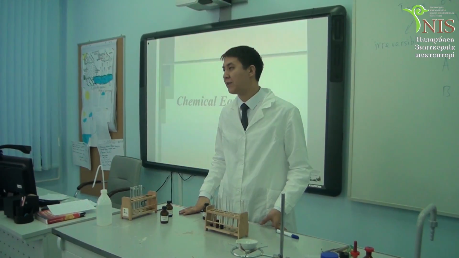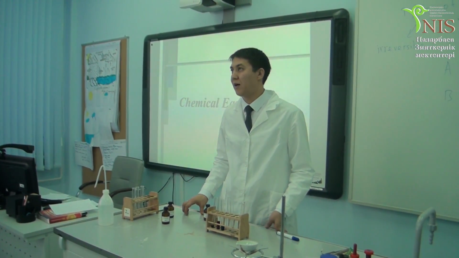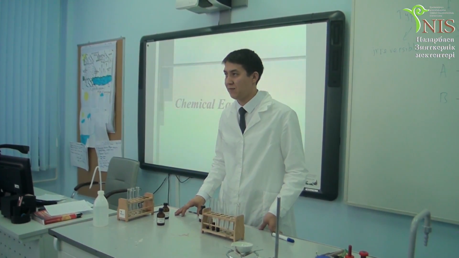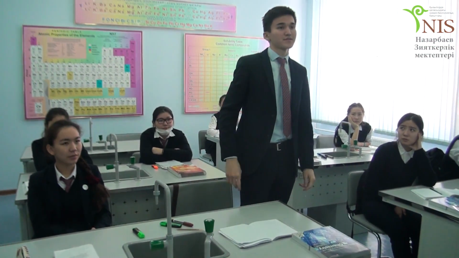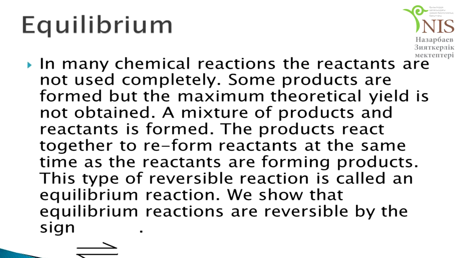Another example. If we mix nitrogen with hydrogen gas, what can we produce? Ammonia gas. Very nice. In this reaction, the reactants are not used completely. Some products are formed, but the maximum theoretical yield is not obtained. A mixture of products and reactants is formed. The products react together to reform reactants at the same time as the reactants are forming products.